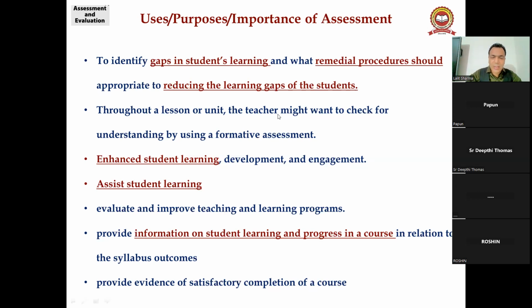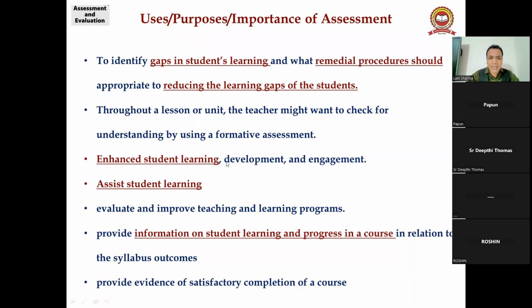Throughout a lesson or unit, a teacher might want to check for understanding by using a formative assessment. So it is clear now in this line what I was discussing at the starting. You should know about the formative assessment, summative assessment, evaluation, tools of assessment, tools of evaluations. Okay, relationship between all this you should have the knowledge, right, guys? So today I try to explain all these things to you, and I hope you will understand.